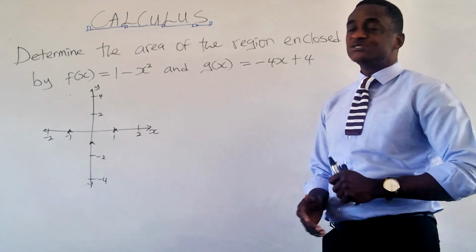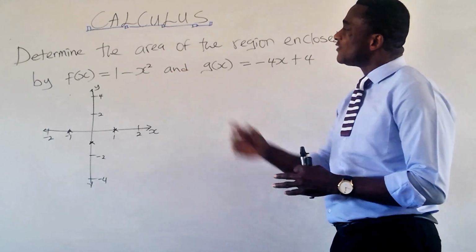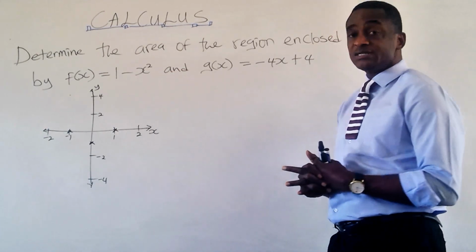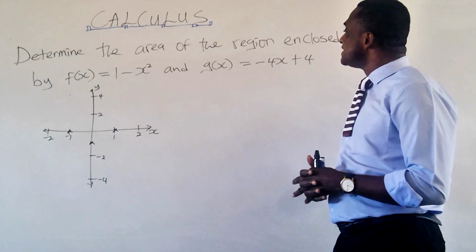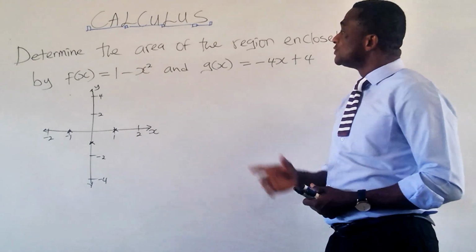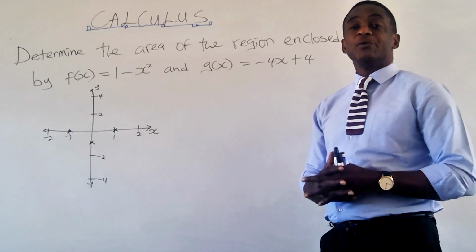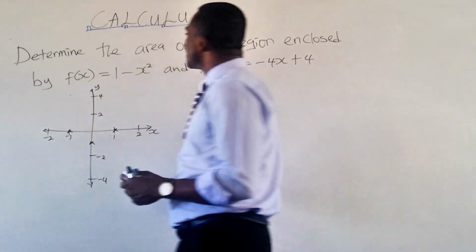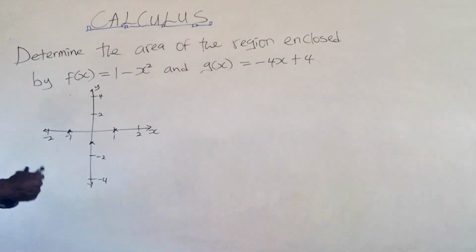Today let's look at calculus and how to determine the area of the region enclosed by two graphs. We are given the graph of f(x) = 1 - x², and the graph of g(x) = -4x + 4. So the first thing we do is sketch the graph to understand the area we are going to determine.